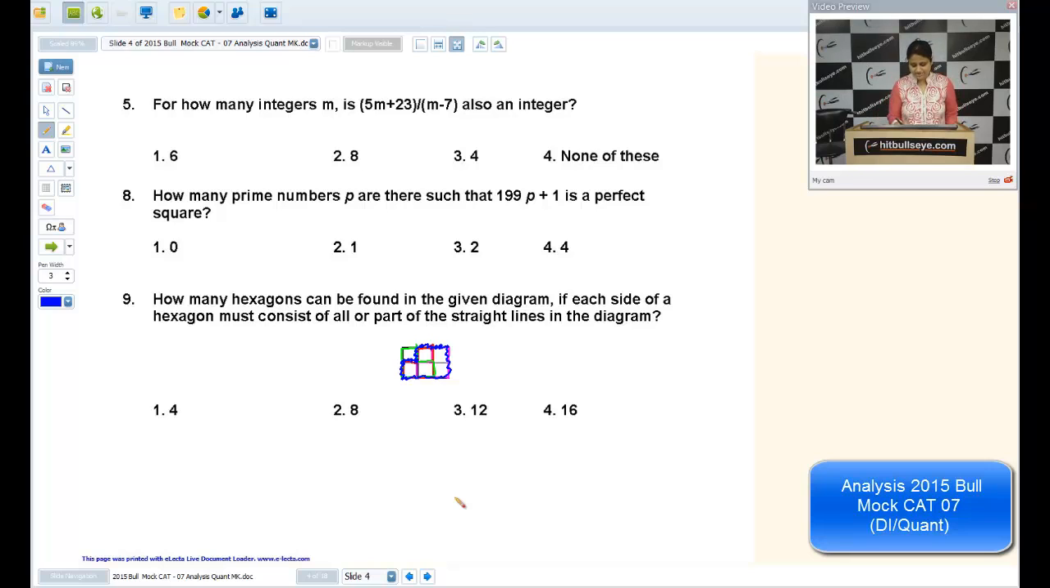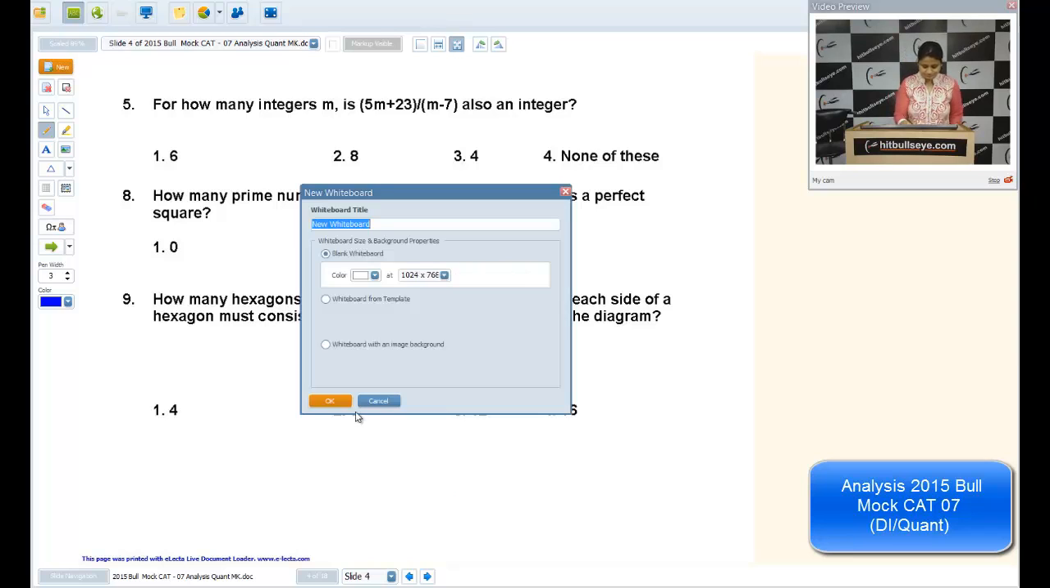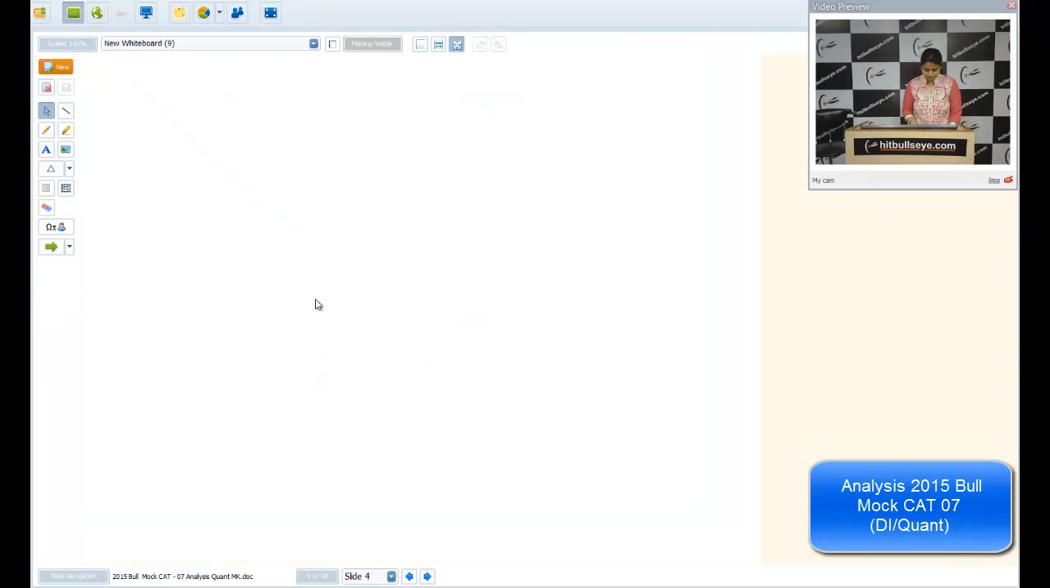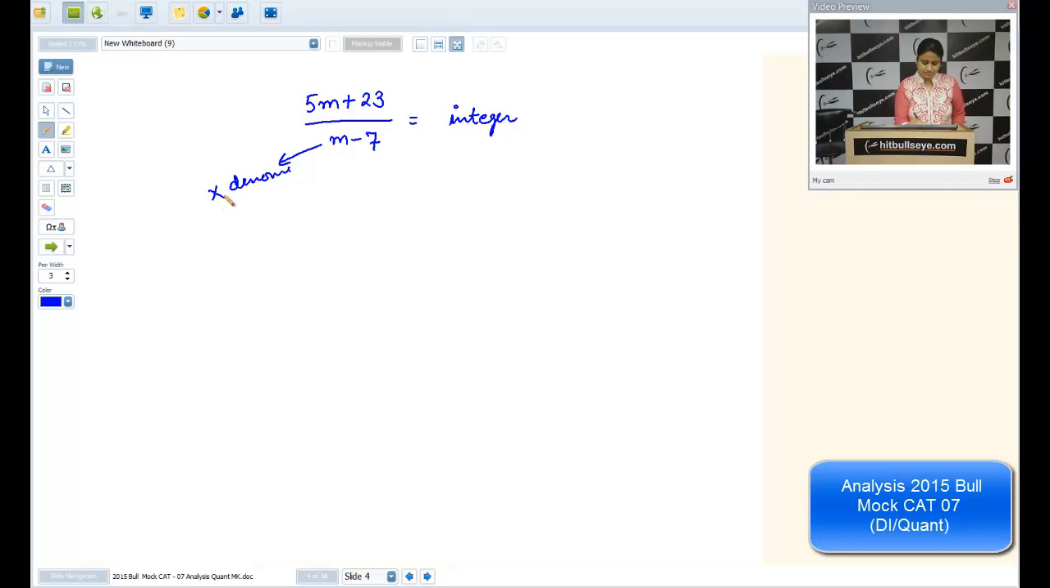How many integers m are there such that (5m plus 23) upon (m minus 7) is also an integer? See, this is 5m plus 23 divided by m minus 7. It should be an integer always. If this is an integer, we will try to eliminate the denominator, because p by q when q is not equal to 1 is not acceptable. That will be a fraction only. In an integer, the denominator should be 1 always.